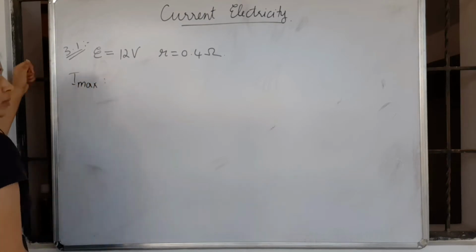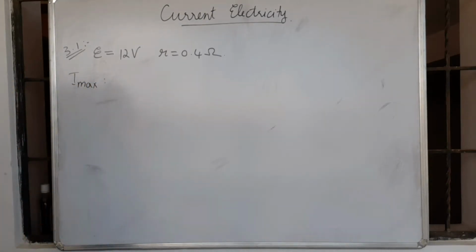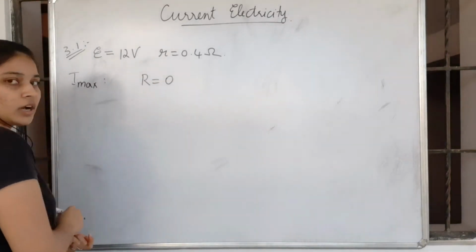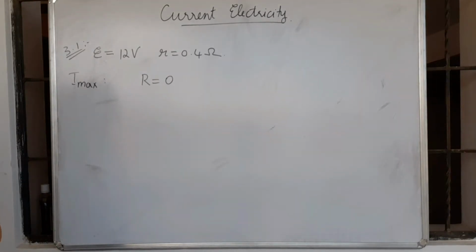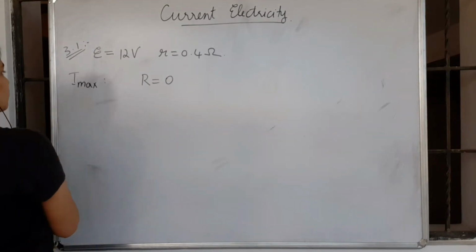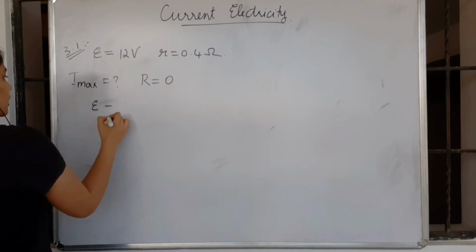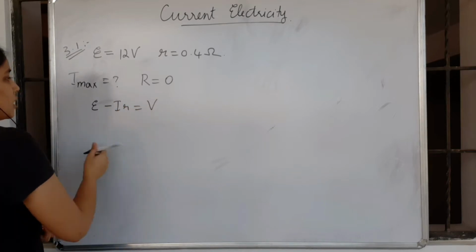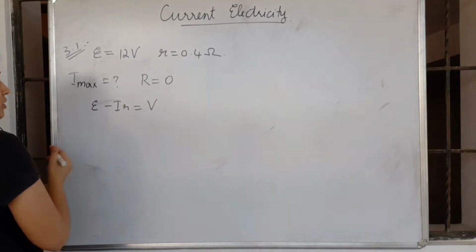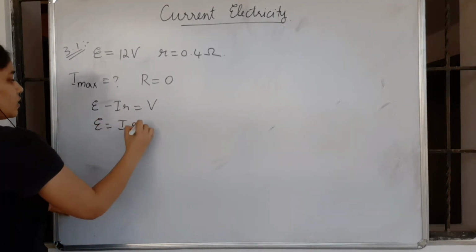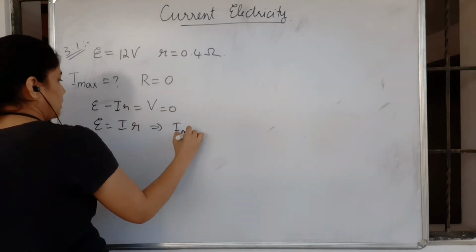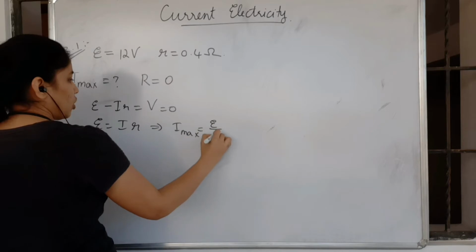Now in a battery the current drawn will be maximum if the external resistance is 0. So if the connected external resistance is 0, then we can say that the current is maximum. You know the formula, epsilon minus IR is equal to V. Here V will be equal to 0 because R is 0. Therefore epsilon is equal to I into R. From that equation we can write I max is equal to epsilon by R.